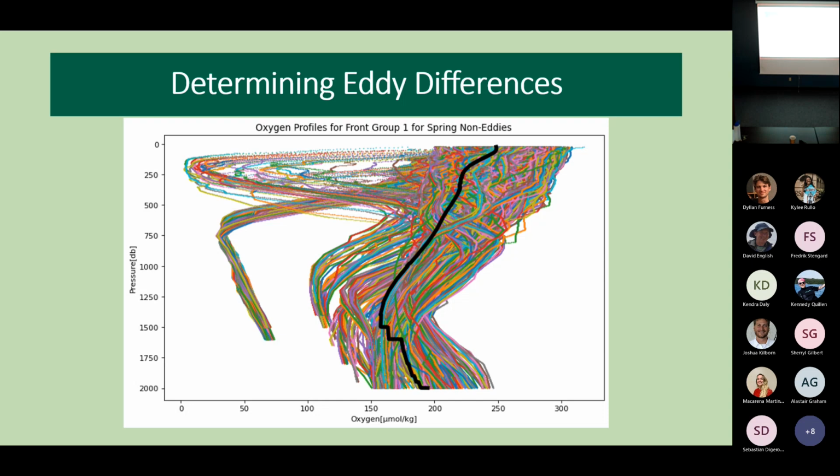And what you'll notice is that there's a lot of spread and variability just within this one plot that is likely skewing our mean already. And that's going to come in handy when I start talking about some of our first results.